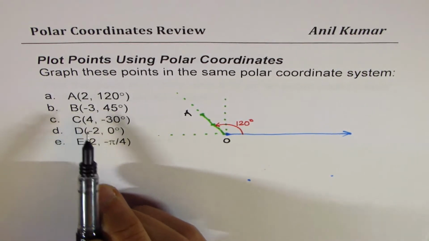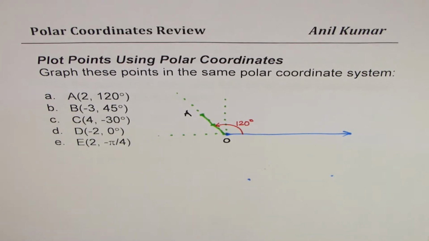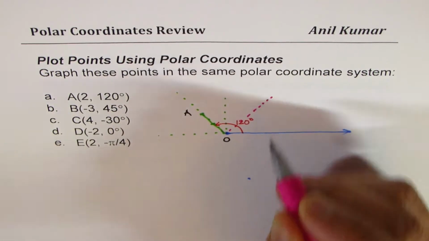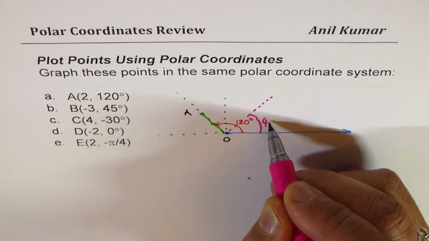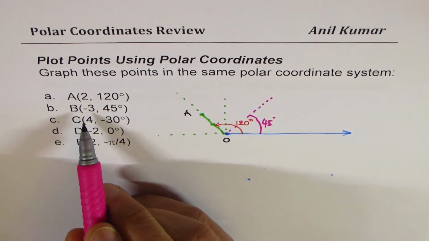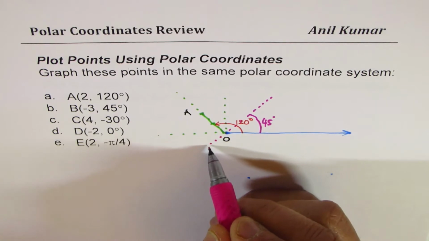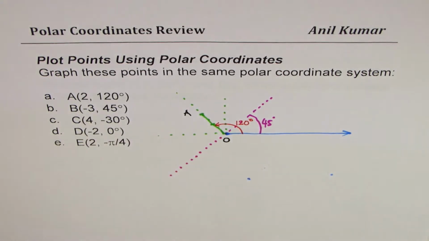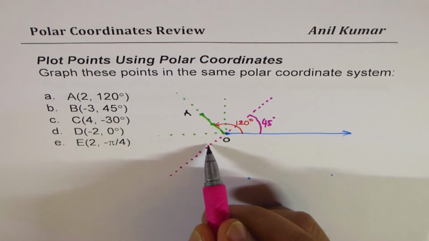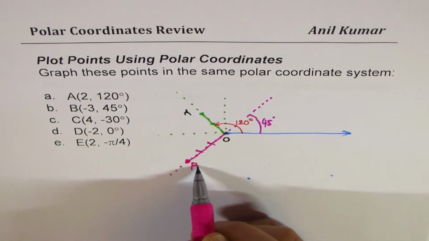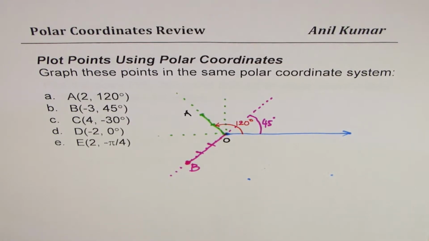Now let's get to B, which is (-3, 45 degrees). For 45 degrees, we'll first draw 45 degrees, which is half of 90, say like this. So this angle here is 45 degrees, okay. Since we have minus 3, instead of marking it on this side, we will do it on the other side. So now on this side we have minus 3: 1 unit, 2 units, and 3 units. So this distance from here to here will represent point B for us. Is that clear?